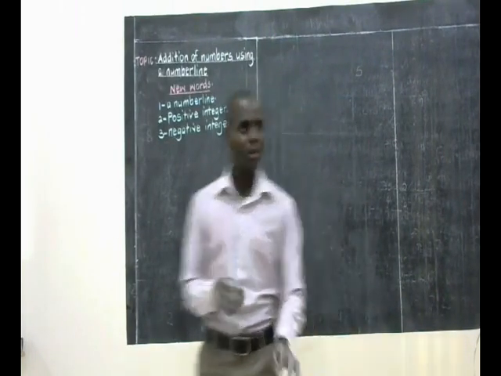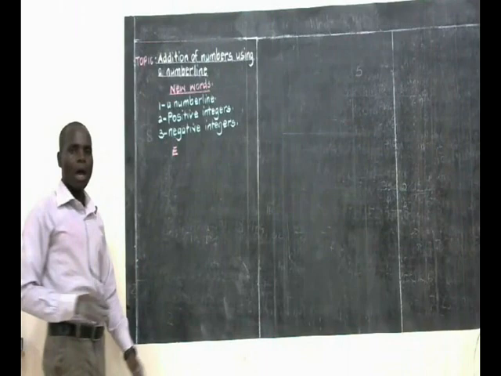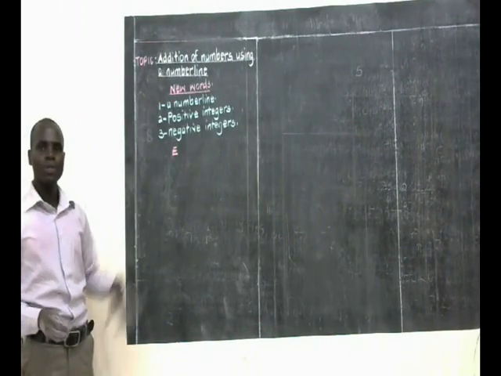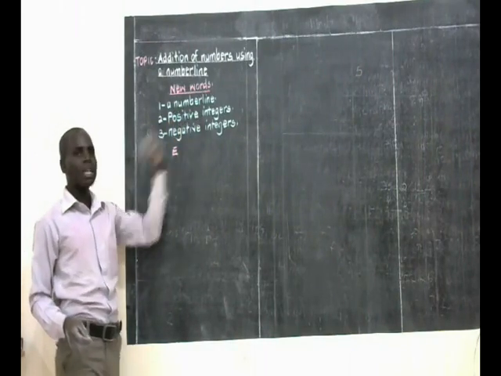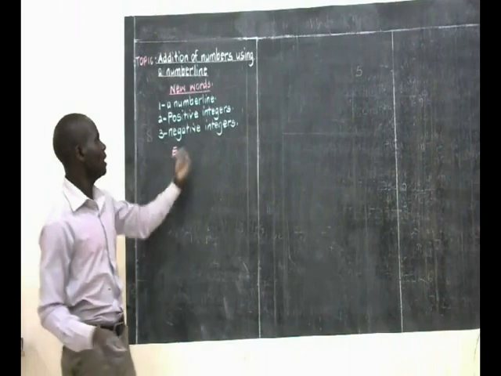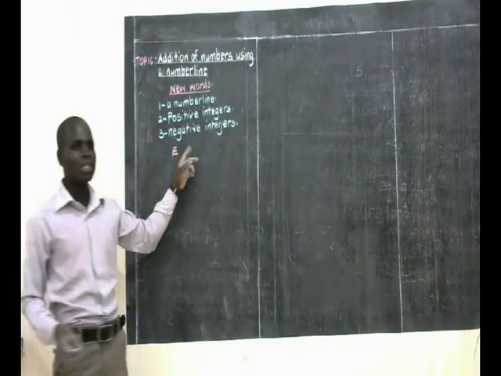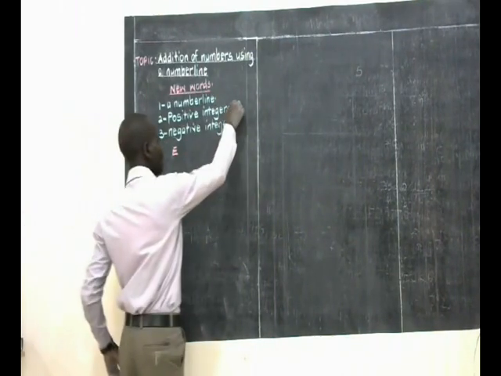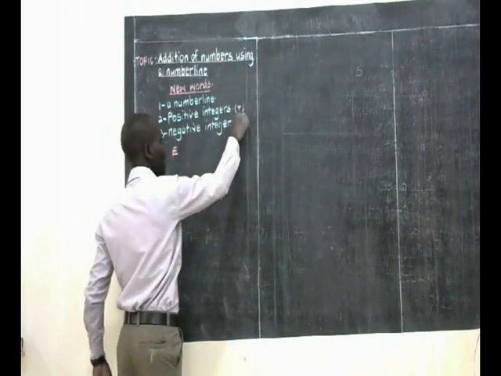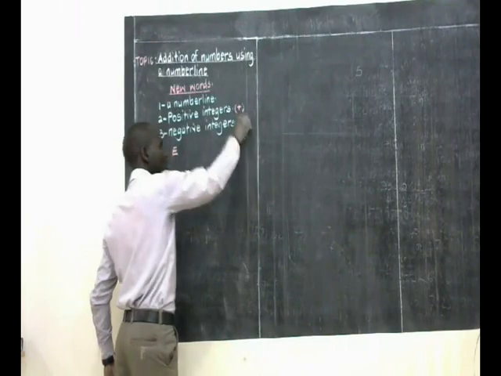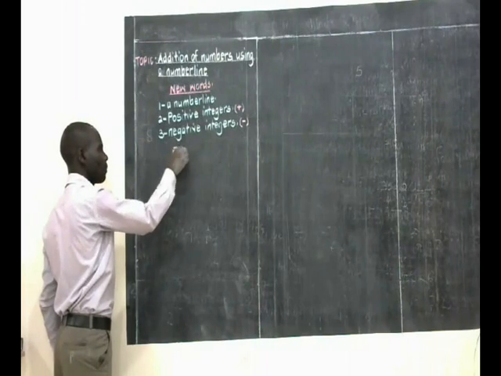Now let's look at our example 1, where we are going to see how we can add numbers using a number line. We said that we have new words like positive integers and negative integers. What do we mean by positive integers? They have a plus sign. And the negative integers have a negative, or minus, sign.